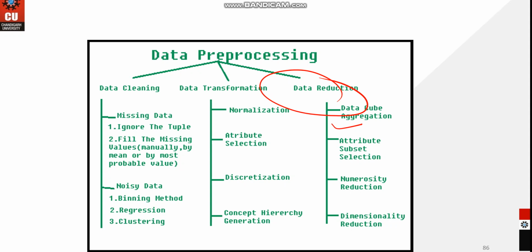Then we further have sampling, in which we choose samples. Clustering is there, that is to make the groups, and then we can perform the compression also.